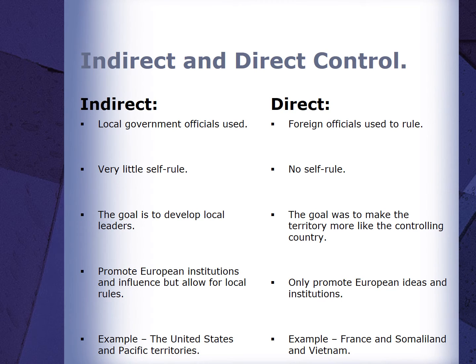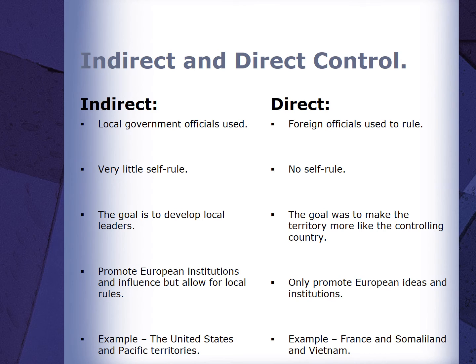All right, so let's take a look at indirect and direct control. These are two different ways that European countries or other countries could control other areas around the world. Let's look at indirect first. In indirect control, local government officials are used. Let's just say, for example, Great Britain has control of a territory. What they would do is allow the local government officials to remain in power and to make decisions, okay? There is self-rule, which means that the country or the territory can make decisions on its own. But there's very little self-rule. So they have self-rule, but it's not extreme.